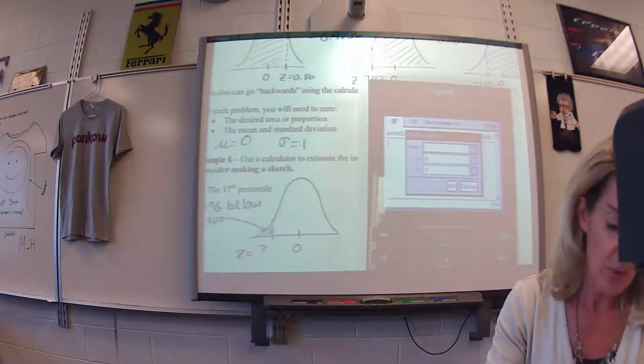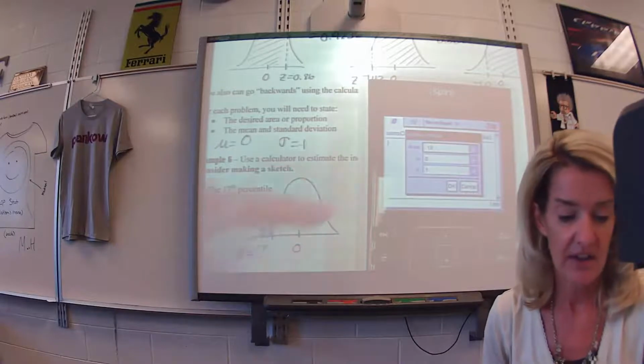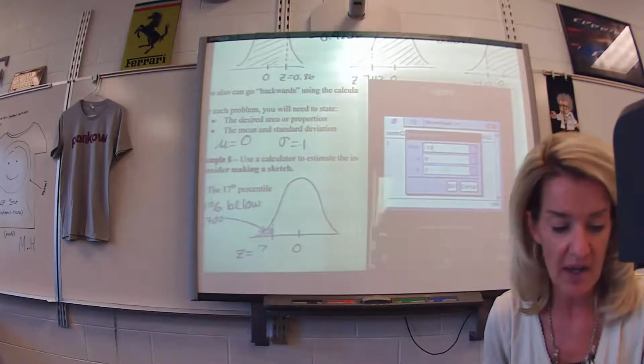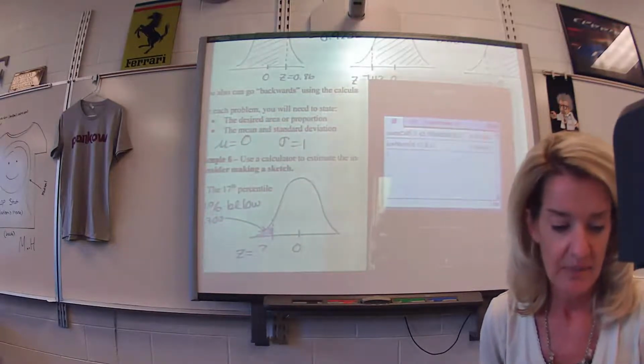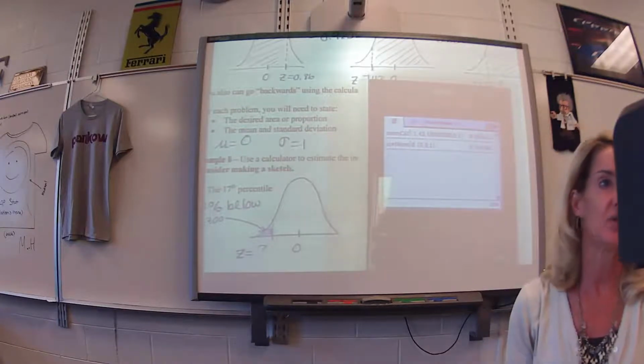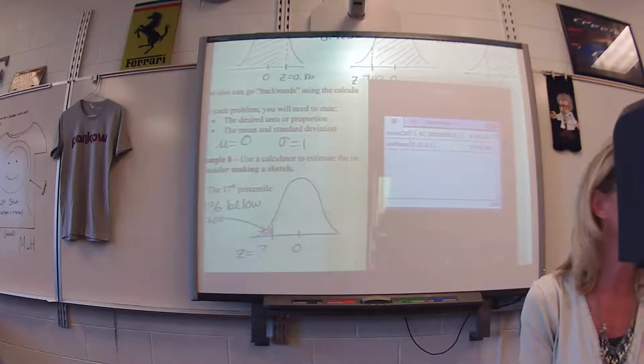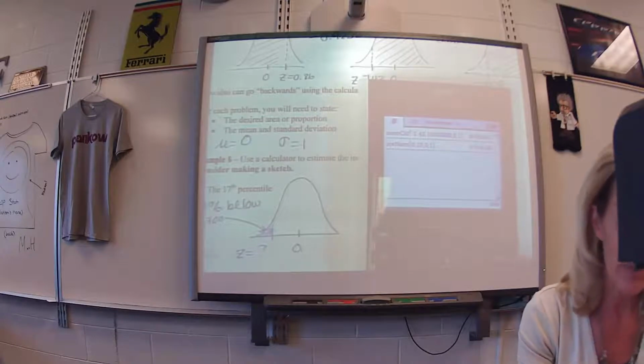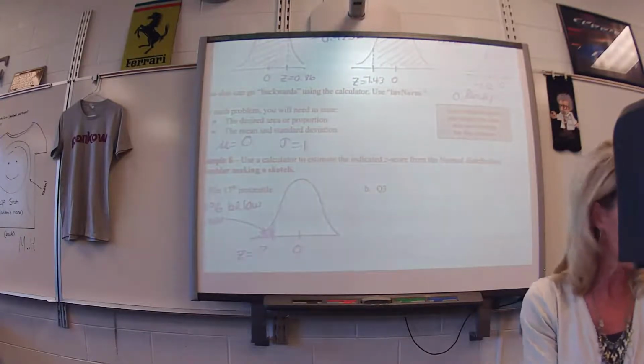Area, 0.17. There's your mu of 0, your sigma of 1. That is now a Z-score. And Z-scores get rounded to 2 decimal places. So I would call that negative 0.95.